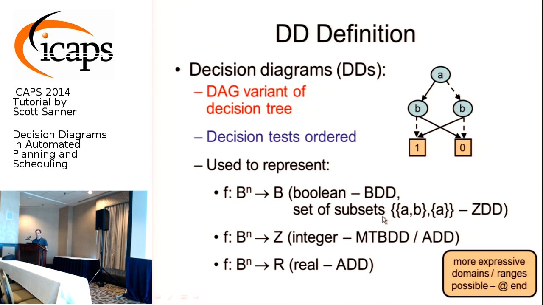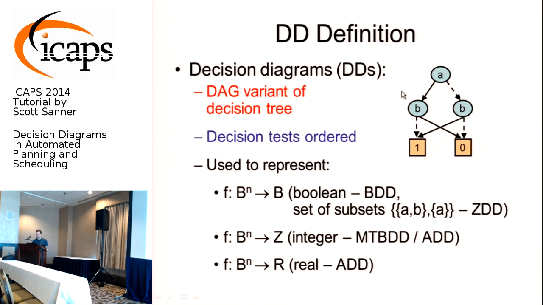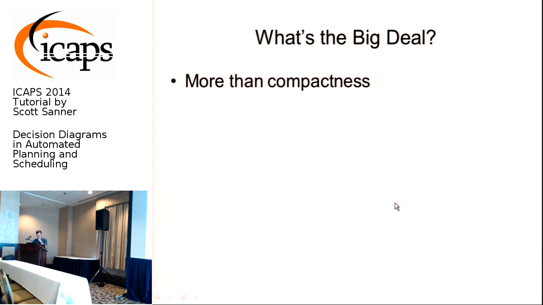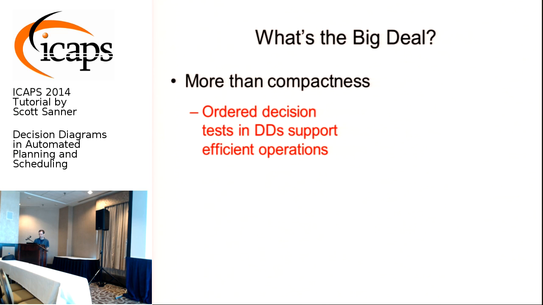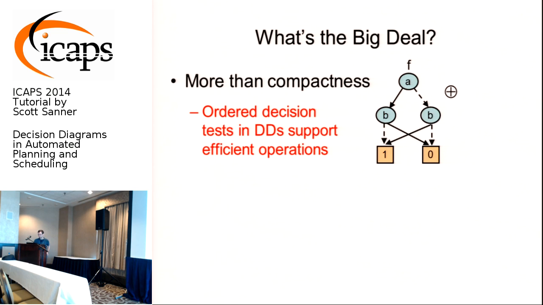One point I'll make throughout the talk is that decision diagrams are very compact for representing many complex structured functions. And that's important. But the big deal with decision diagrams is more than compactness. In planning, we need to do operations. I have a bunch of slides on all the operations you need to do planning. And the key thing is that these operations require efficiency, so you need to exploit the compactness as you do operations.